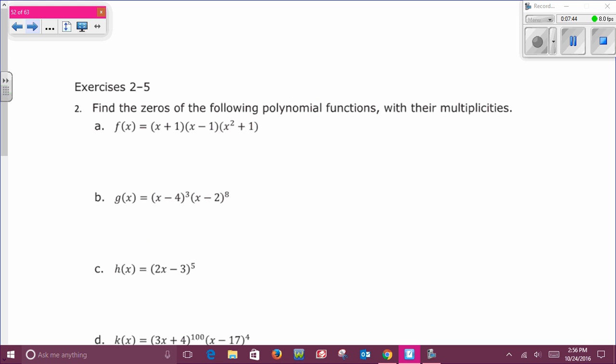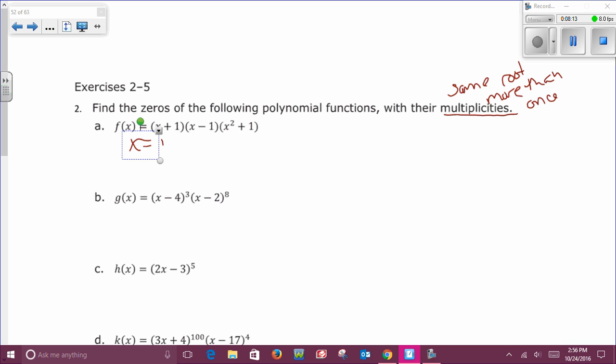All right, next page. Find the zeros of the following polynomial functions with their multiplicities. Multiplicity means you get the same root more than once. Okay, so anything that has an exponent has some kind of multiplicity. So in this case here, I know that x equals negative 1 is going to be one of my roots, and I know that x equals 1 is going to be one of my roots, but I'm not really sure what will happen when I have x squared plus 1.